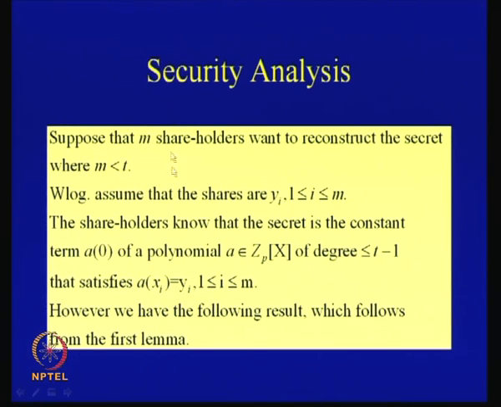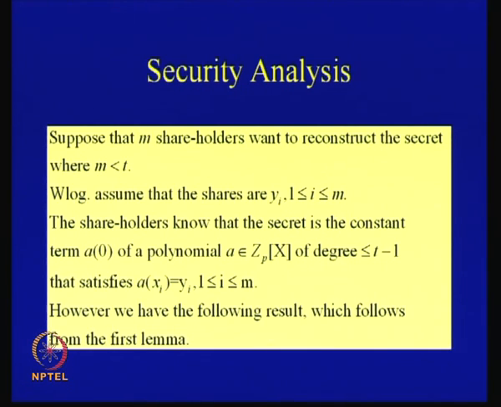Now, what we are essentially concerned with is the security analysis, that is, if suppose a lesser number of people combine than t, then what is the information leakage, right. So, what we have found out is that if out of these n people, t people combine, then they know the secret, right, but if less than that combine, then what happens, okay.